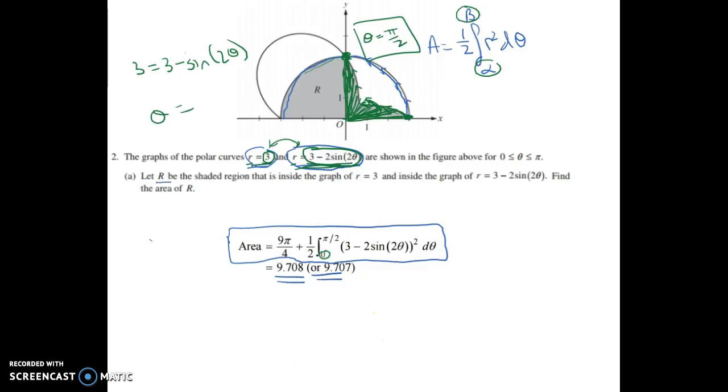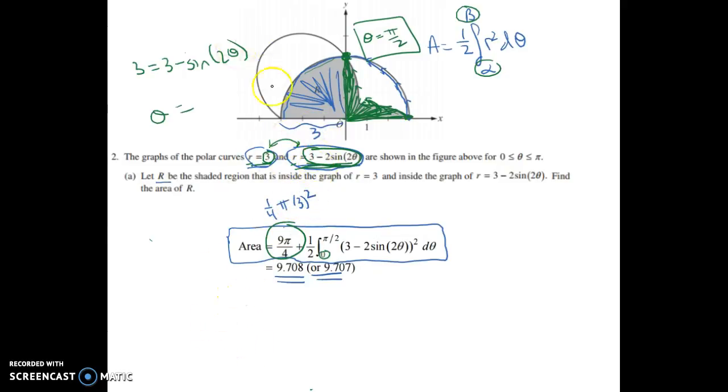This portion of the answer that they have, they got this by knowing that this blue portion is defined by a circle whose radius is 3, and they only have 1/4 of that circle. So they took 1/4 of pi times the radius squared.